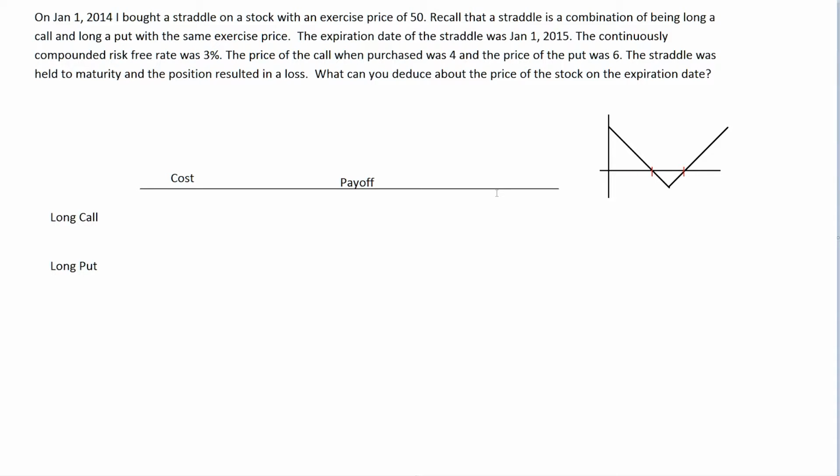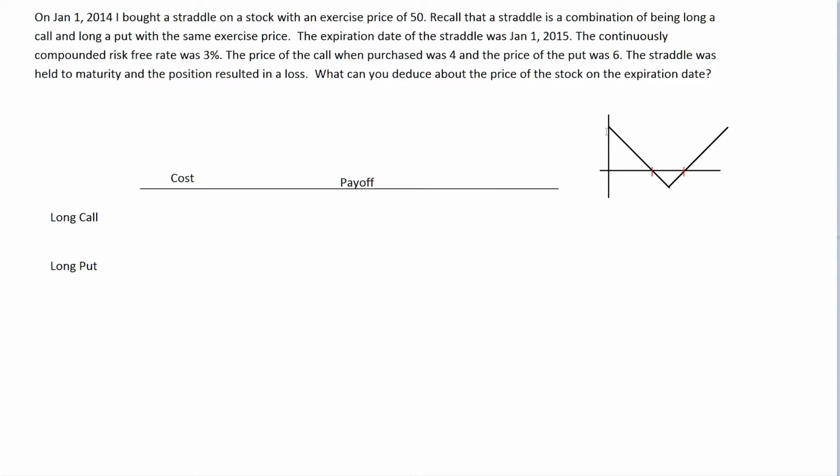And the continuously compounded risk-free rate was 3%. And then it says that the price of the call when purchased was 4 and the price of the put was 6, and that the straddle was held to maturity and the position resulted in a loss. What can we deduce about the price of the stock at this expiration date?